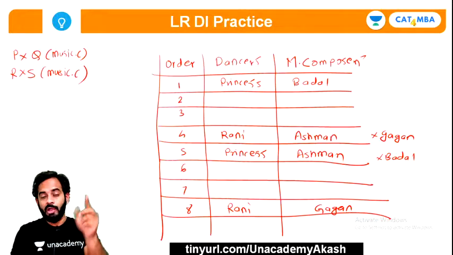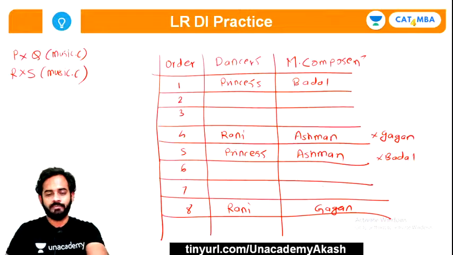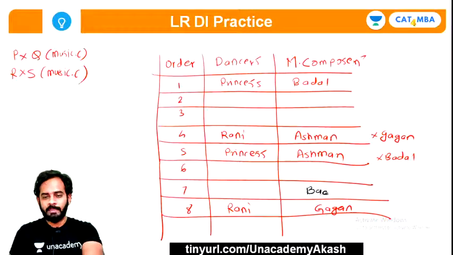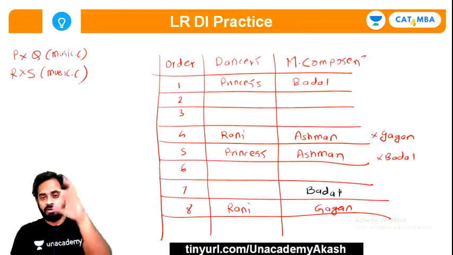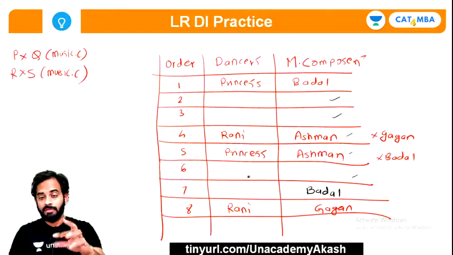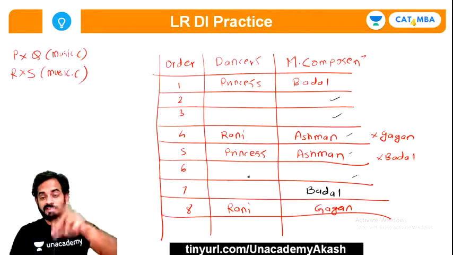If we keep Badal on 7th place, for example, I'll just change the ink. If we keep Badal on 7th place now, what will be the difference between both the performances? How many performances happened between those two performances? 1, 2, 3, 4, 5. But for others the difference cannot be 5. There are 5 performances in between them.